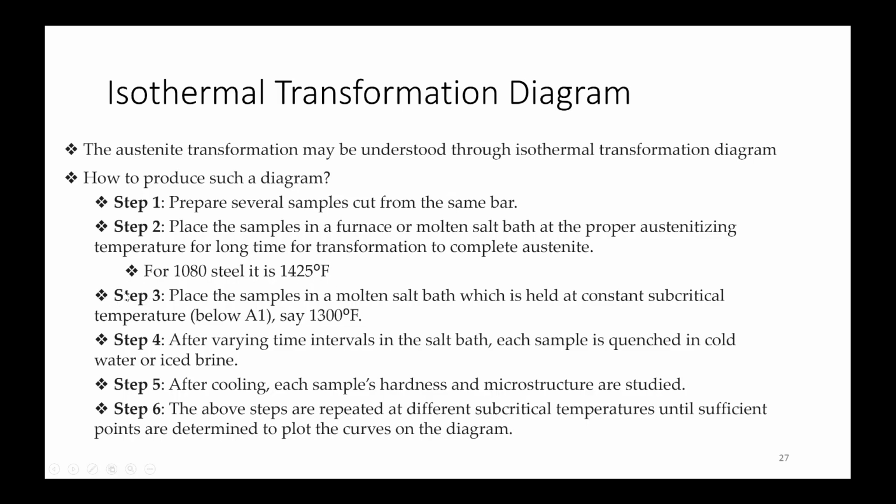And now step 3, you have to place the samples in a molten salt bath which is held at a constant subcritical temperature. It can be any temperature below A1. And after varying time intervals in the salt bath, each sample is quenched in cold water or iced brine. After cooling, each sample's hardness and microstructure are studied, and the above steps are repeated at different subcritical temperatures until sufficient points are determined to plot the curves on the diagram.